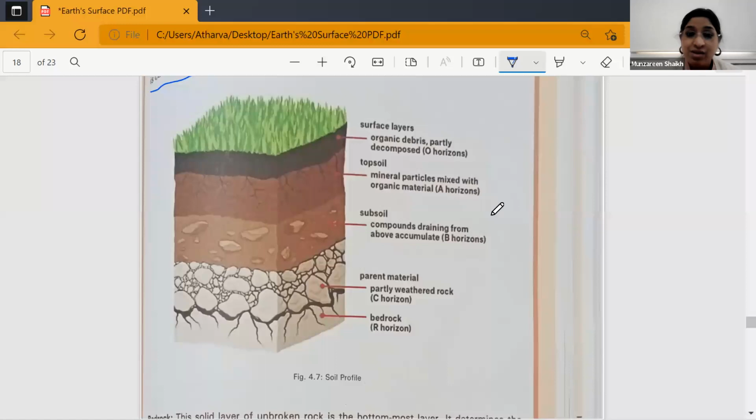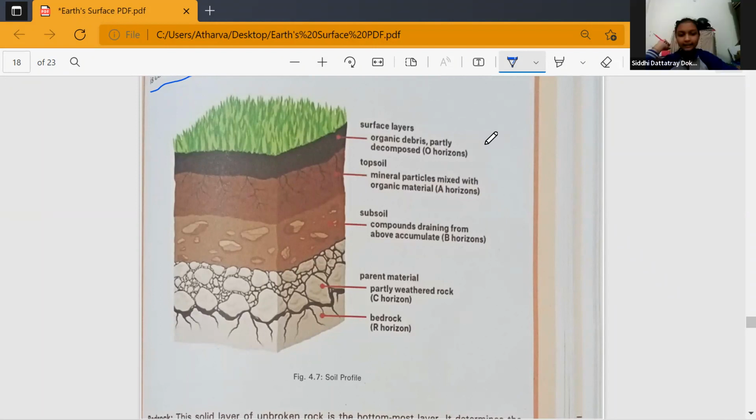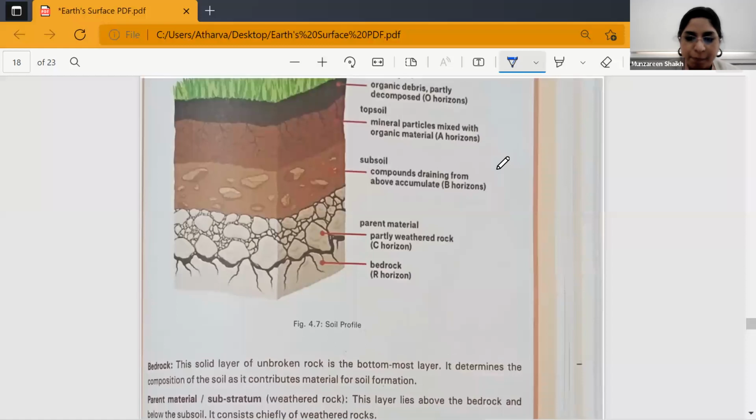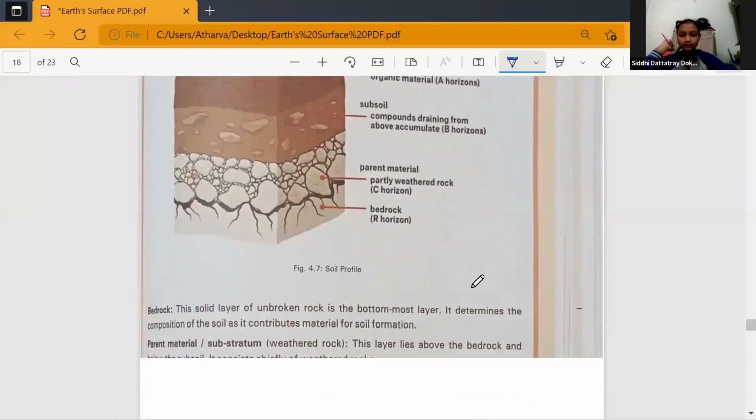Then you have the surface layer. Surface layer: organic debris, partly decomposed, horizon O. Can you see the R, C, B, A, and O horizons? So each layer has a different name, different horizons. The surface layer is the one in which you can grow what? Plants. Yes, the topmost layer. Now let's study each of these. Have you understood the diagram? Now we'll study each of these in detail.